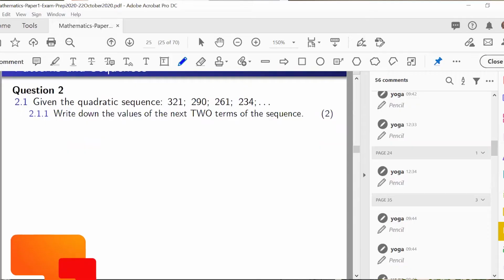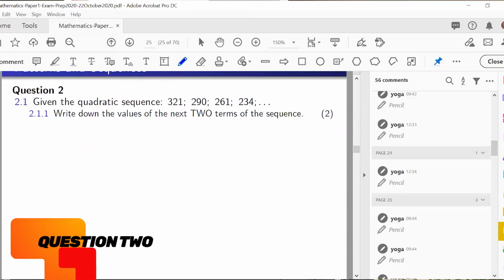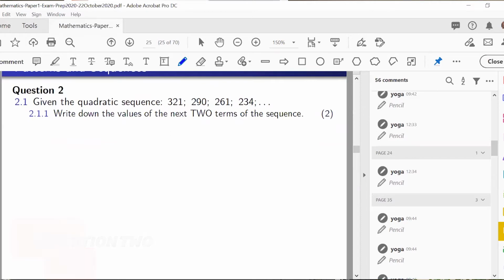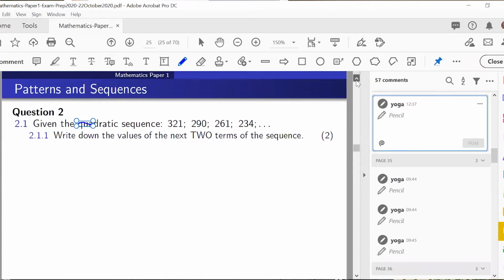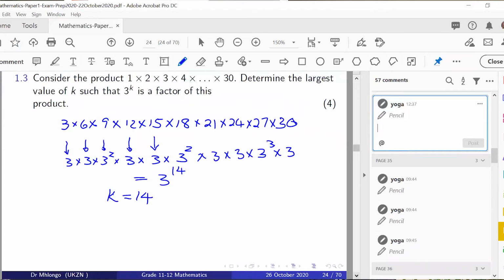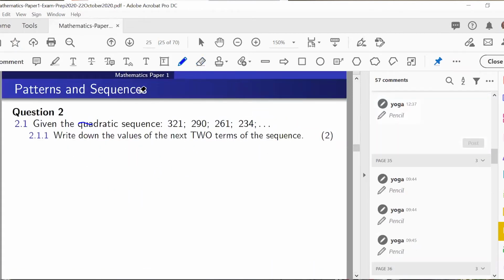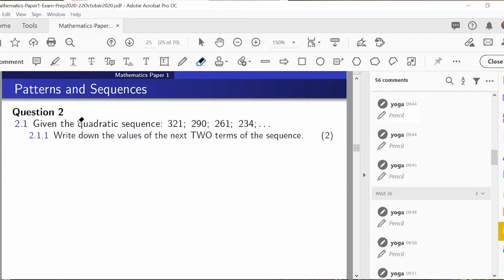Now I would like us to move over to question 2. Here we are required to write down the next 2 terms of the sequence. Now, what is important for us, we are told that this is a quadratic sequence. That is important.